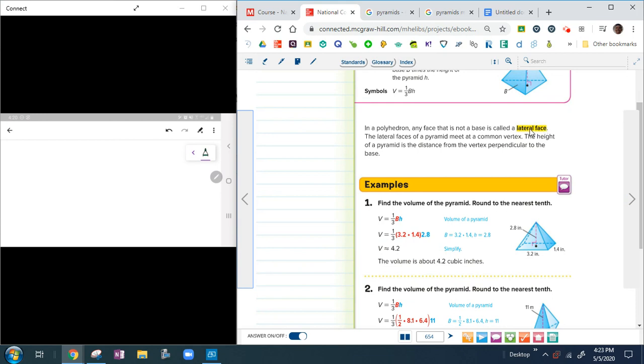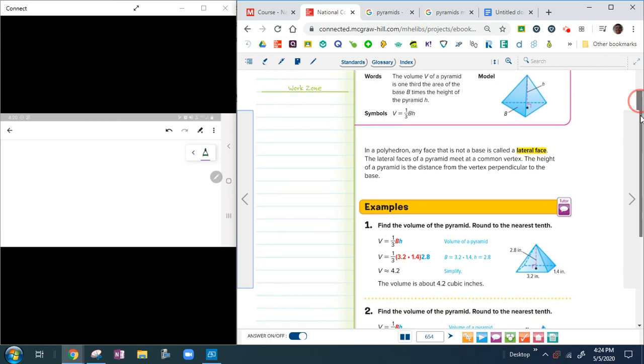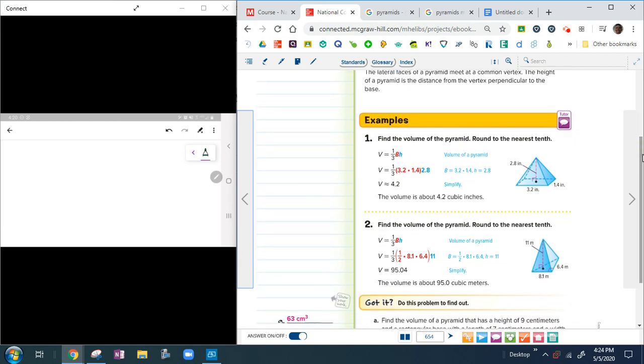Quick introduction to this vocab word, a lateral face. Lateral faces are any face that's not a base. So in a pyramid, there's only one base, and the rest of the shapes are triangles that meet up at this point called the apex. So lateral faces for pyramids are always triangles.